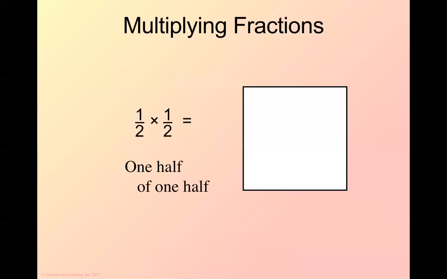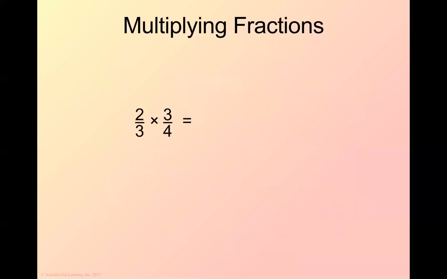So here I've got my box. I'm going to cut it in half, and I'm going to crosshatch it. And then I'm going to take the other half, because I want to know what 1/2 of 1/2 is, and cut it in half horizontally and shade it. So what do I have that's crosshatched and shaded? It's 1/4. My answer is 1/4.